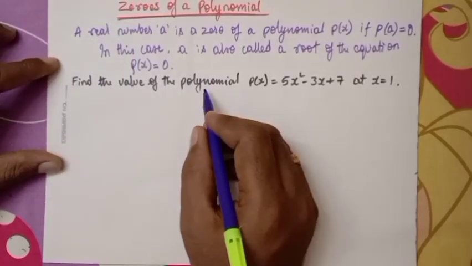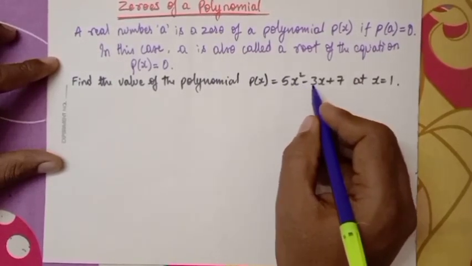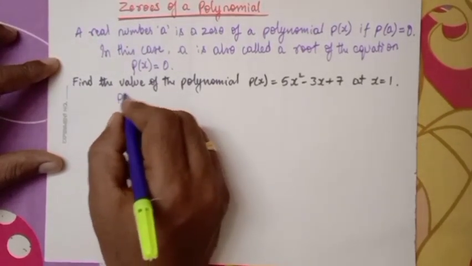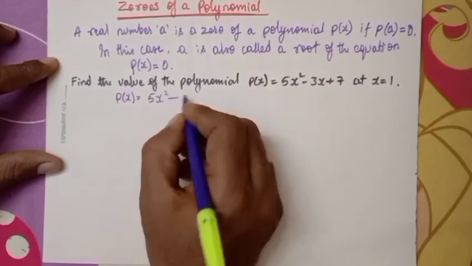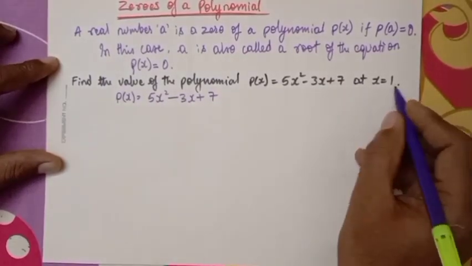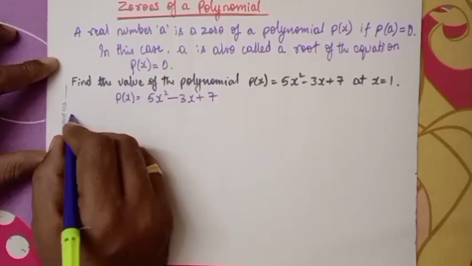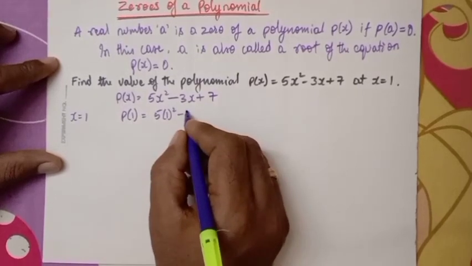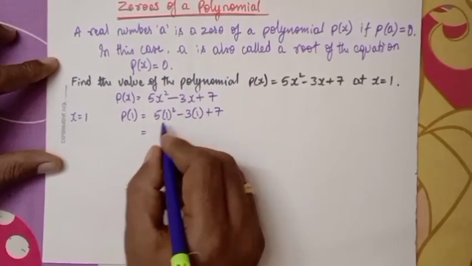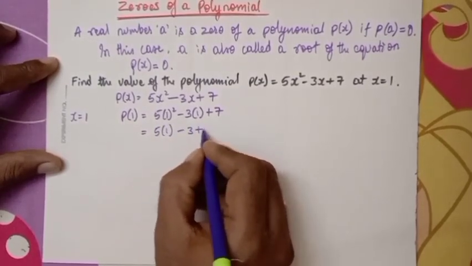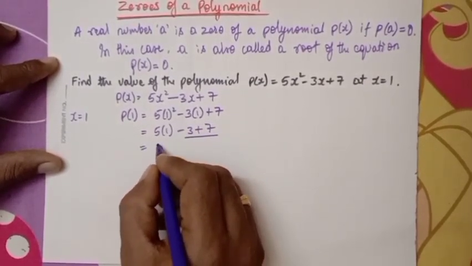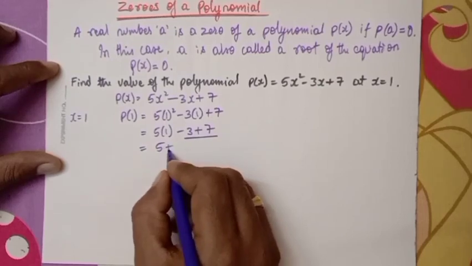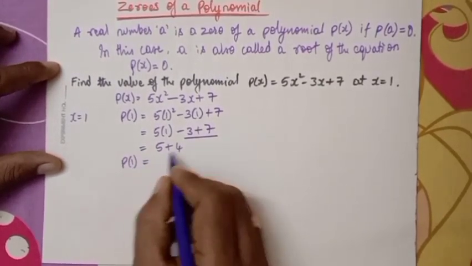Find the value of the polynomial p of x is equal to 5x square minus 3x plus 7 at x is equal to 1. So let us substitute x is equal to 1. So p of 1 is equal to 5 into 1 whole square minus 3 into 1 plus 7. So it will be equal to 5 into 1 minus 3 plus 7. So here 5 plus 7 minus 3 means plus 4. So the value of p of 1 is equal to 9.